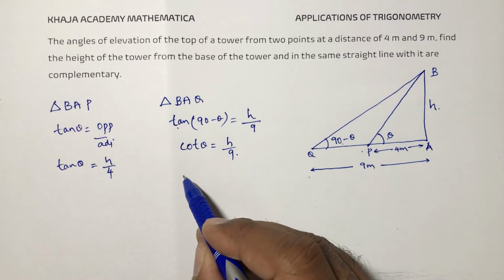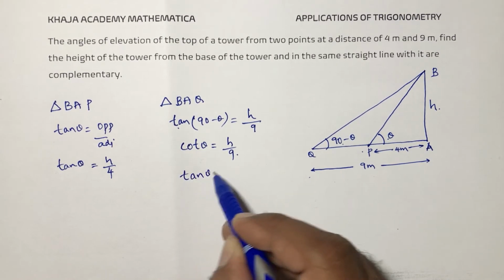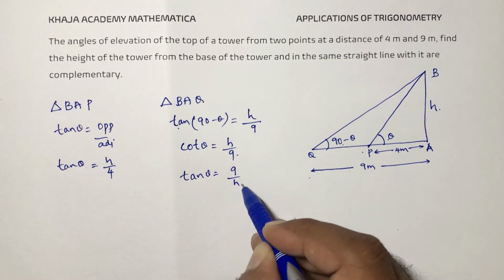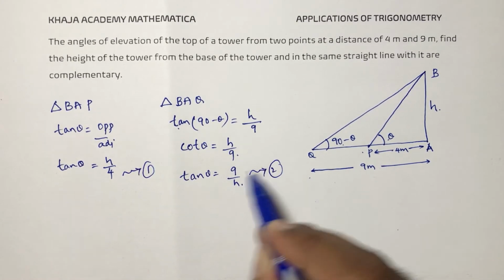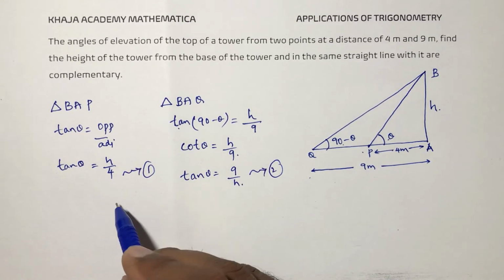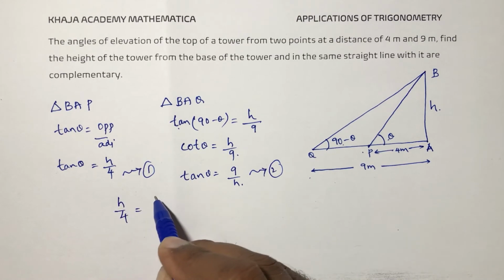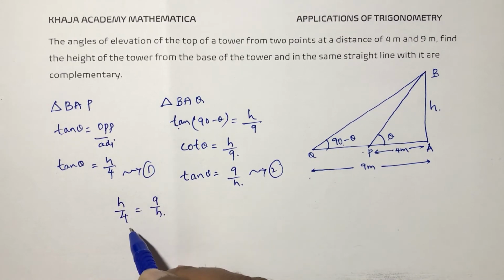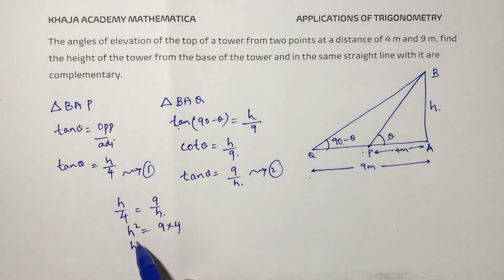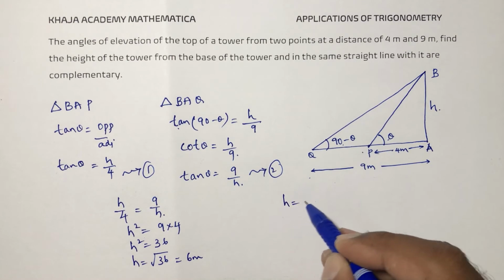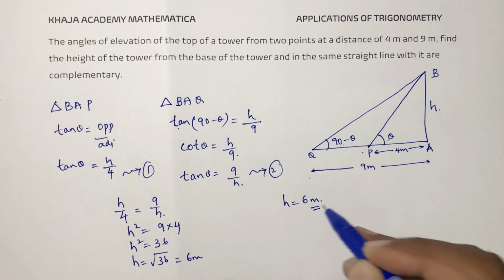If cot theta is h by 9, if I write it in terms of tan theta, it will become 9 by h. So this is equation 1, this is equation 2. Both are tan theta, so I'll equate h by 4 equals 9 by h. If we cross multiply, h square equals 9 into 4. So h square equals 36. h equals root 36, which is nothing but 6 meters. So the height here is 6 meters.